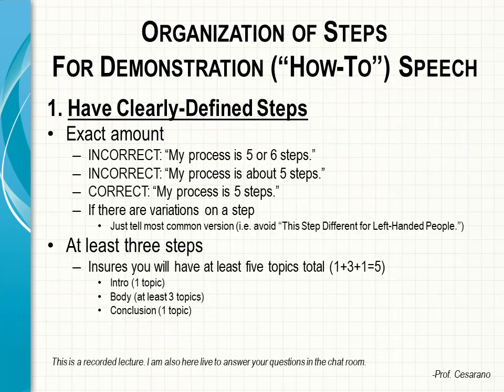First, have clearly defined steps. Break down your process into a set of clearly defined steps. You should have a specific number of steps, and if you're not sure exactly how many steps there are, then your steps are not defined clearly enough. You should be able to say, my process is X number of steps, with X being a definite number that does not change. If there are various ways to do your process depending upon the person doing it, for example, if a particular step is different for left-handed people, just tell us the most common way of doing it.